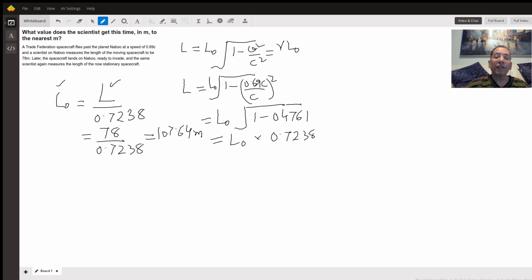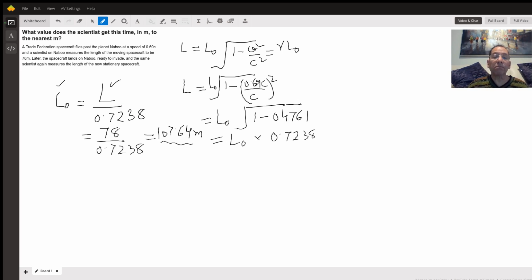We are interested in finding the value of L0, which will be L divided by the value of gamma. And if you work out the value of gamma by plugging in v as 0.69c, the value of gamma works out to be 0.7238. So if I plug in the value of gamma in this expression, I get rest length equal to the moving length divided by 0.7238. And if I divide the moving length, which is 78 meters, by 0.7238, I get the answer as 107.64 meters. That is the length at rest.